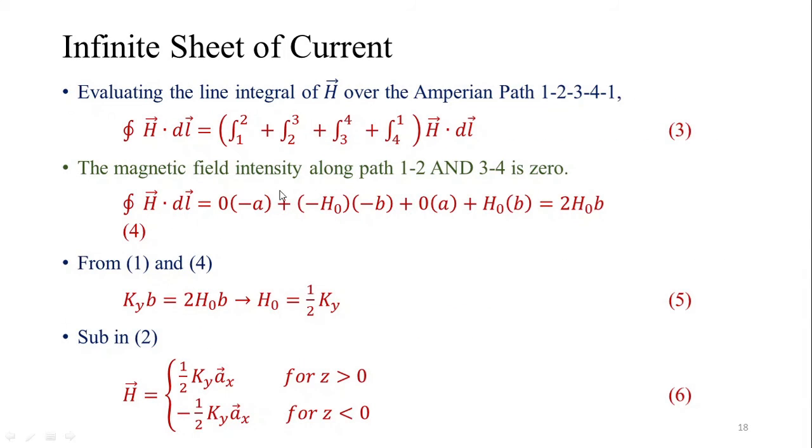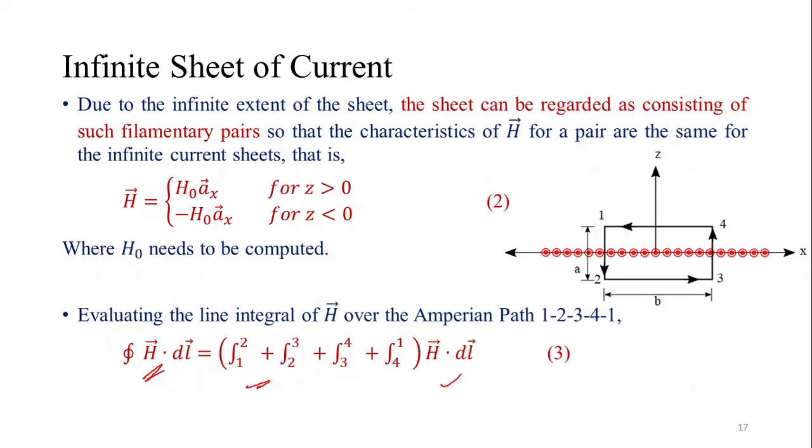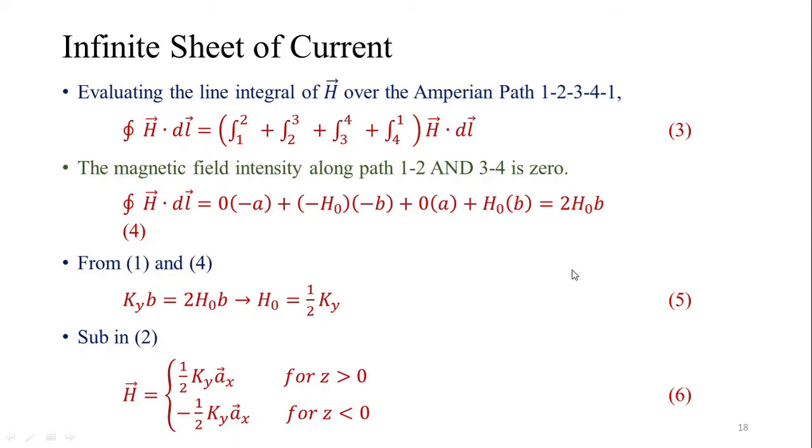For the path, H dot dl is 0 into minus a, minus H naught into minus b, plus 0 into a, plus H naught into b, that is 2 H naught b. Along the paths 1 to 2 and 3 to 4 it is simply 0, since there is no current flow in this direction; it is coming out of this. The remaining are minus H naught and plus H naught into minus b and plus b. So you will have 2 H naught b.